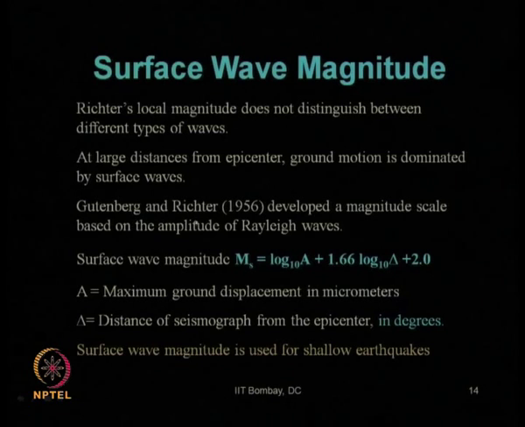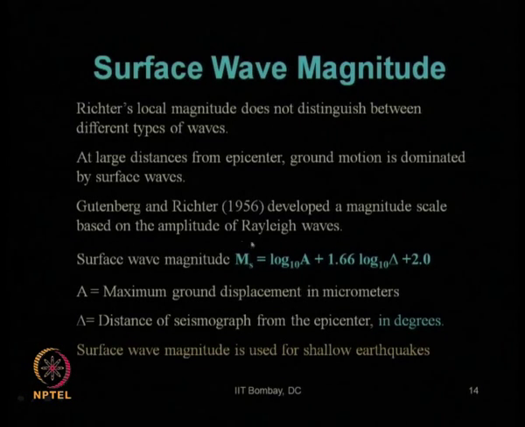So, that is why Gutenberg and Richter in 1956 developed a magnitude scale based on the amplitude of this Rayleigh type surface wave. That is the reason it is called surface wave magnitude, because it is based on the estimation from the amplitude of the Rayleigh wave only. Surface wave magnitude as per the Gutenberg-Richter equation is given by Ms equals log to the base 10 A plus 1.66 log to the base 10 delta plus 2.0, a numeric number 2.0.